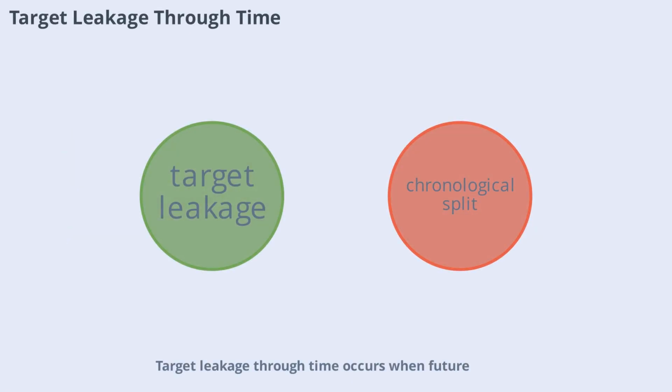Target leakage through time occurs when future information is used to predict past events. This can lead to unrealistically high performance during training but poor results in production. Preventing this requires a strict chronological split, only using features available before the target event occurred. This is especially important for time-dependent datasets.